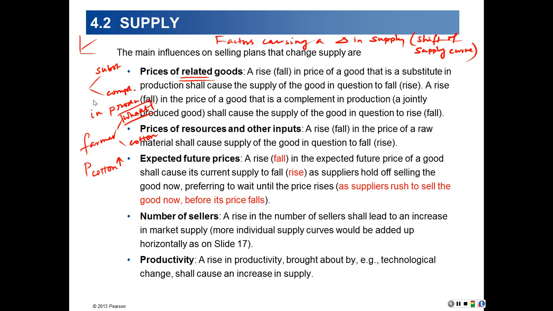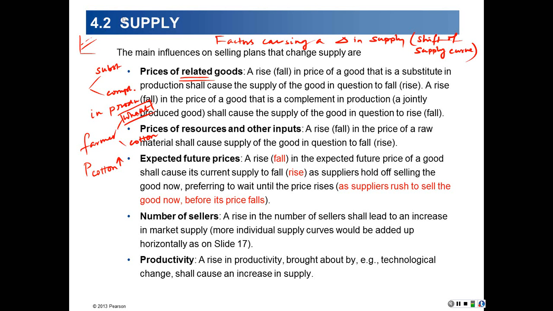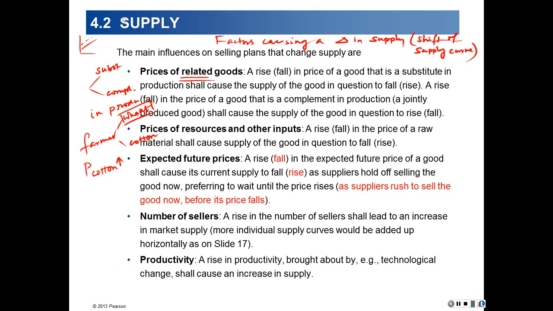Shift to the left, precisely. It would shift to the left. There would be a decrease in the supply of wheat with a rise in the price of cotton. Correct? On the other hand, if cotton prices fell, the opposite would happen. The farmer would decide to grow more wheat instead of cotton.